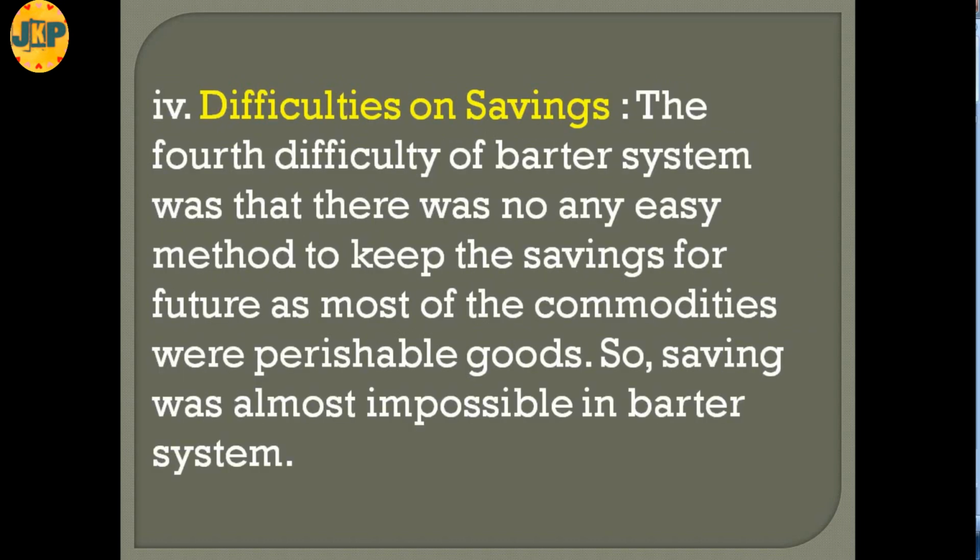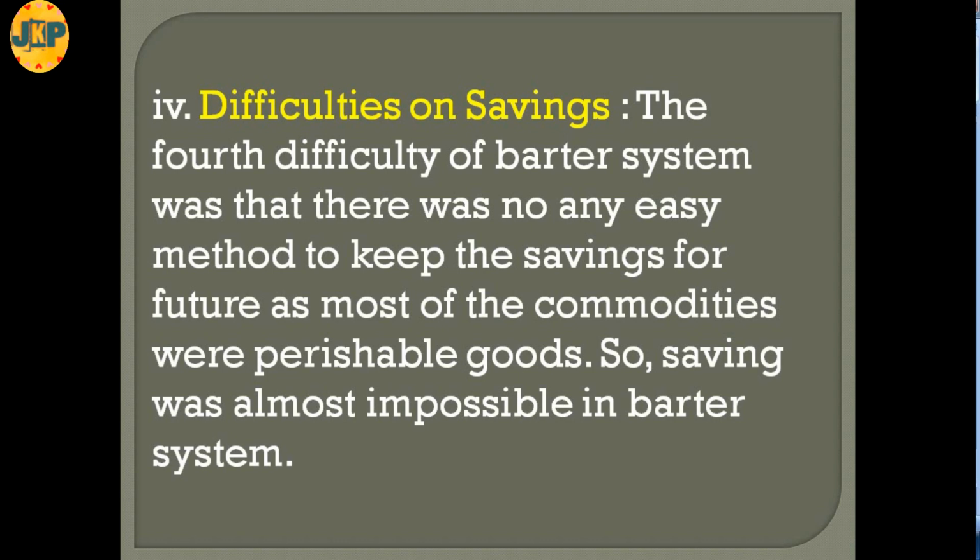Number 4 is difficulties in saving. The fourth difficulty of the barter system was that there was no easy method to keep savings for the future, as most of the commodities were perishable goods. So saving was almost impossible in the barter system. It means if they wanted to save something for their future, they had to save some goods, but goods were generally perishable. Perishable means they got damaged soon.